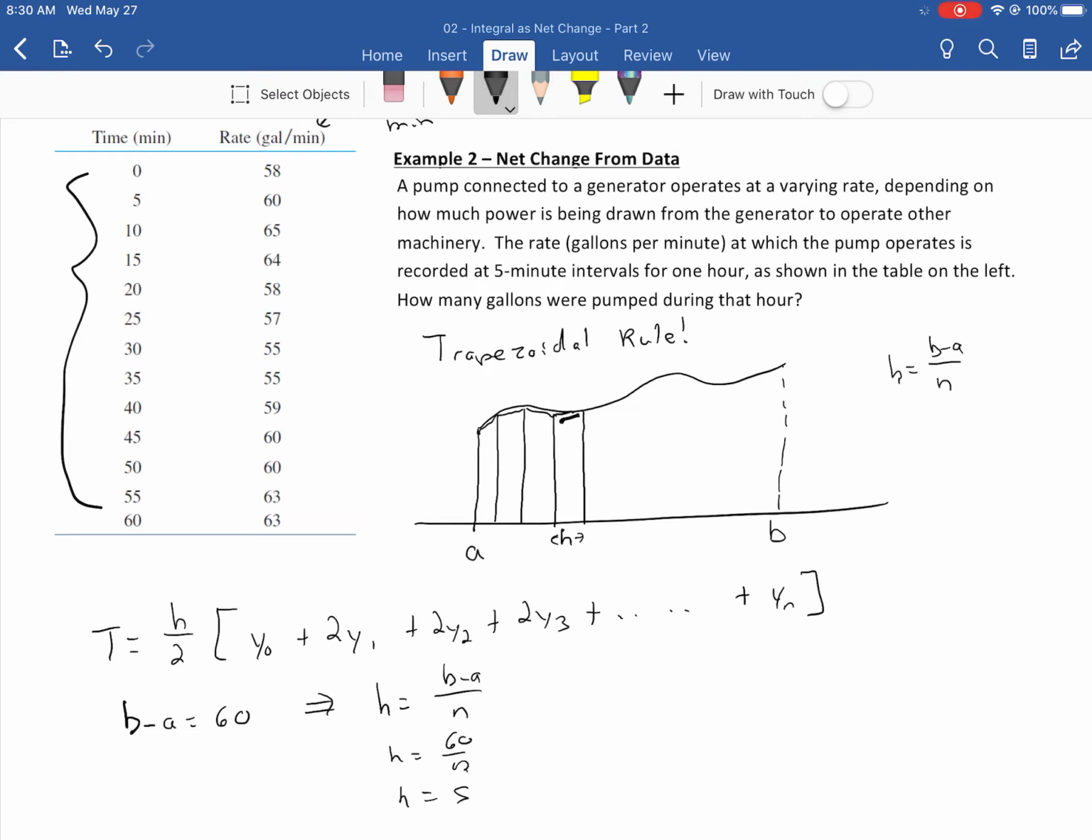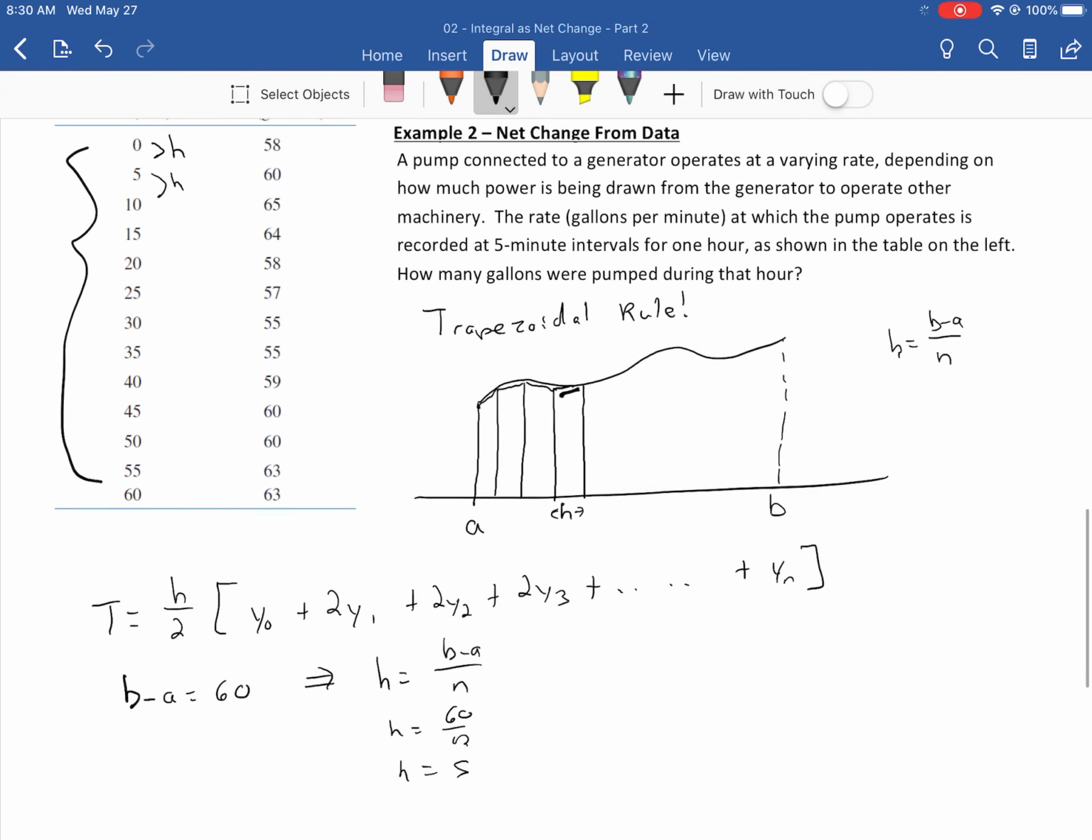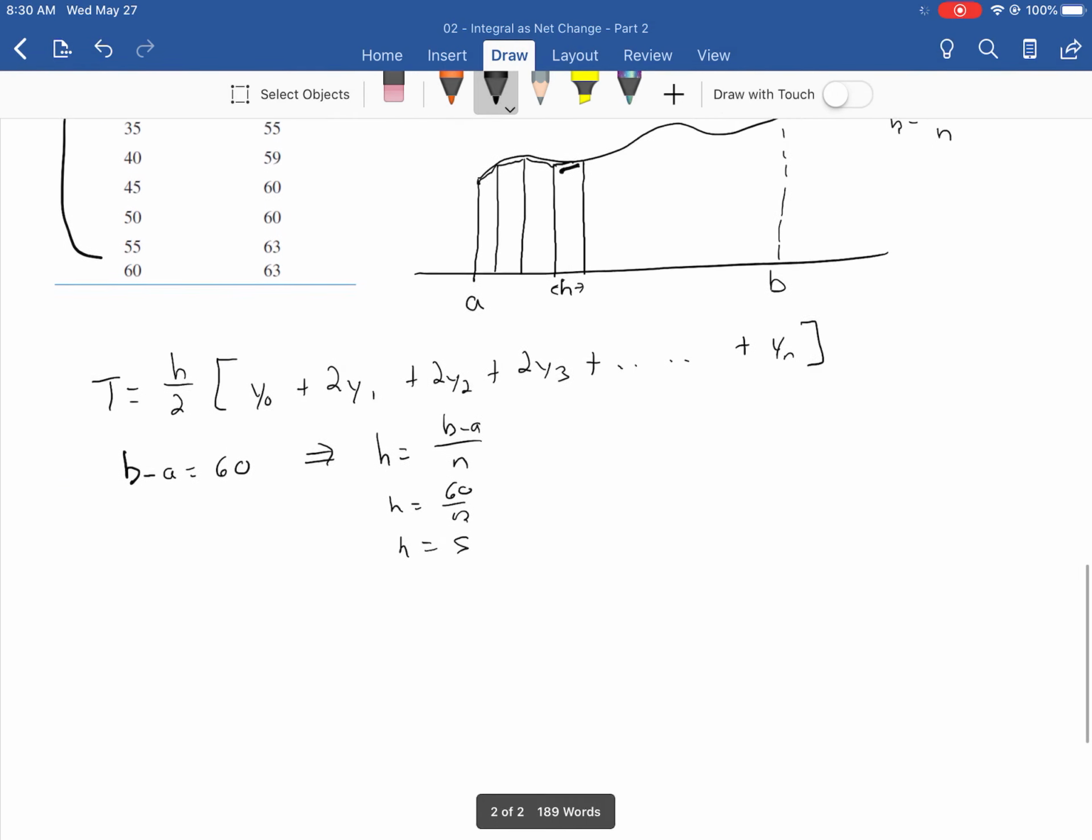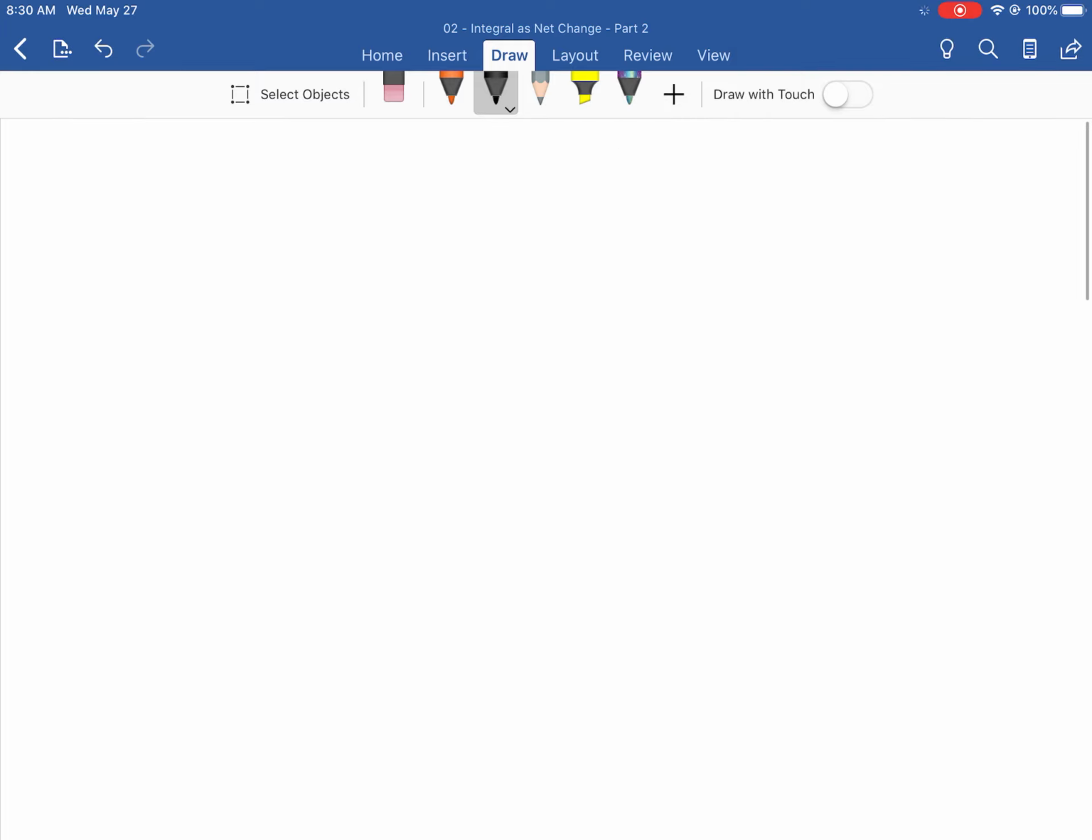So the h is b minus a over n, which is 60 over 12. The h is 5, and maybe you're thinking, well, duh, look, there's the h right there. It's 5 every single time. But I just wanted to show that formula, how it's used when you don't have nice numbers or nice gaps like this one has. Okay, so then I'm ready to use my formula.